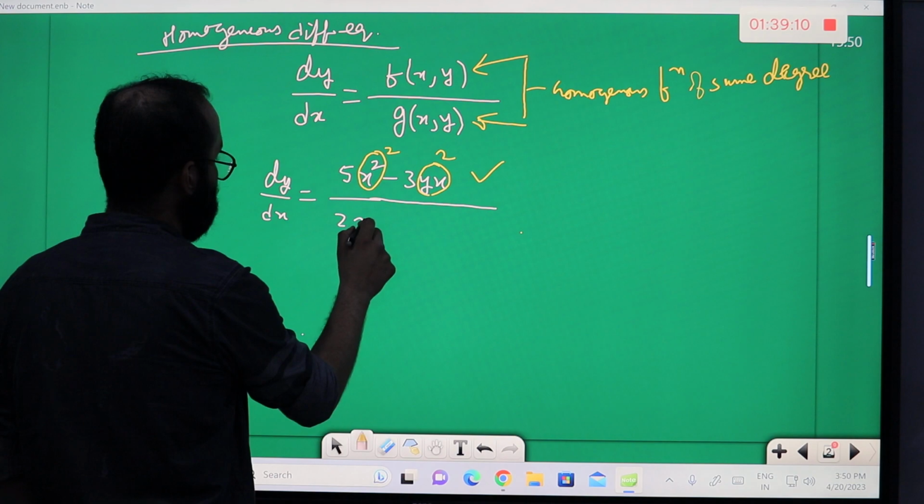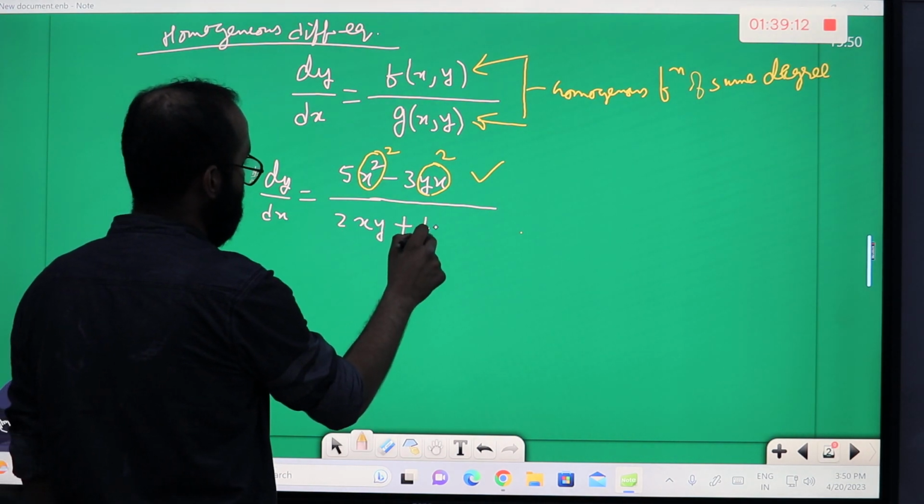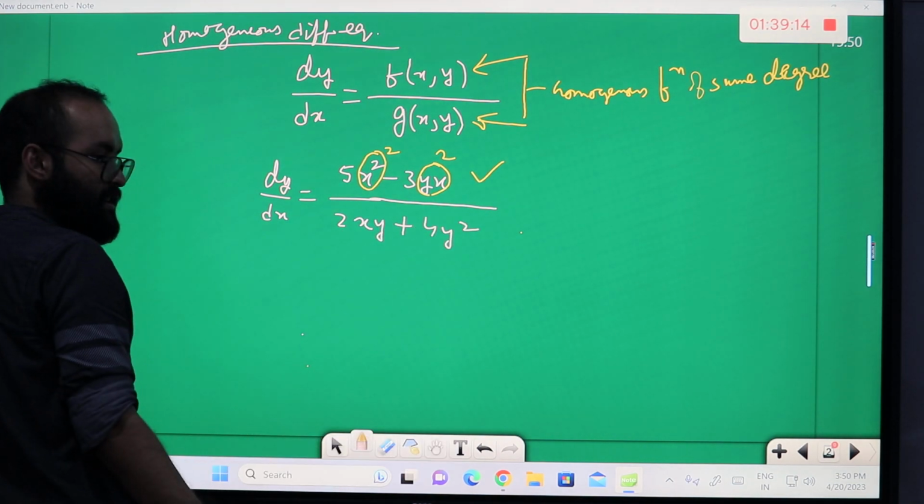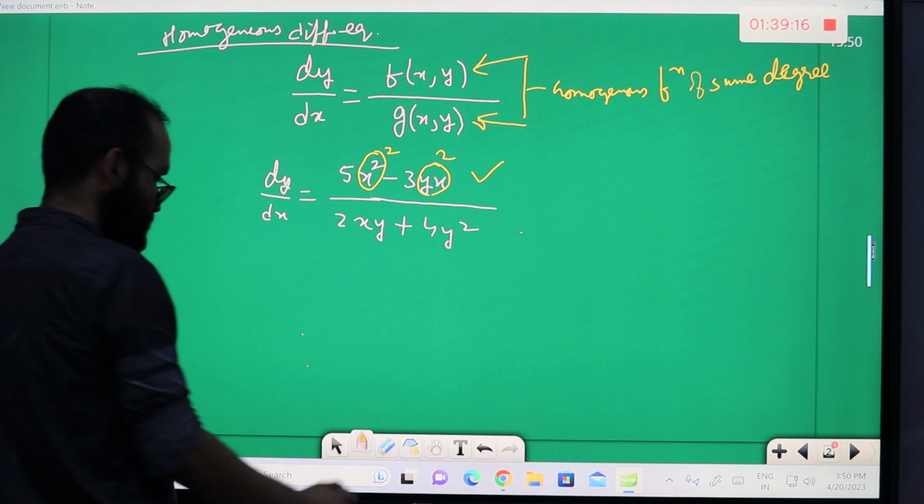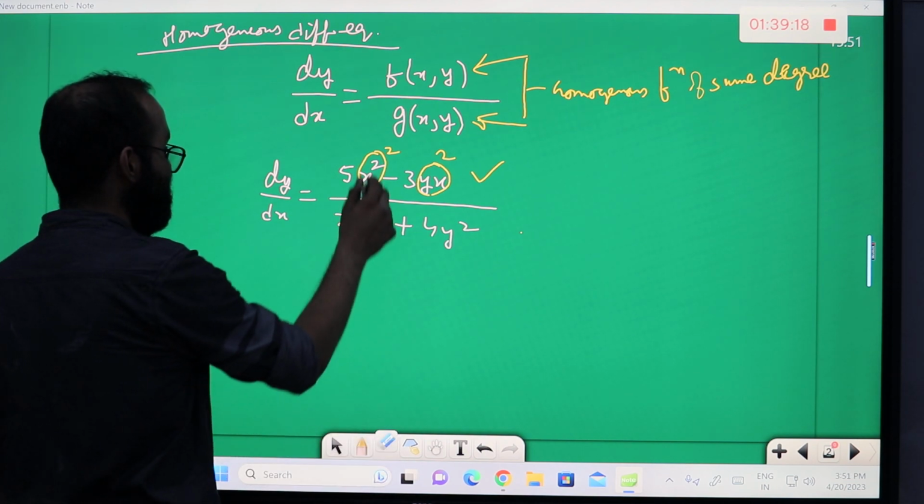Say this is 2xy plus 4y square. Now is it the same degree? Yes, sir. Both of them are homogeneous? Yes, sir.